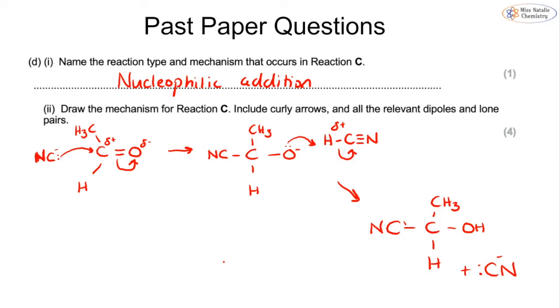And showing that we have reformed our CN. So you would get 1 mark for showing your dipole and your lone pair on the carbon of the CN, so it has to be on the carbon. Then you get a 2nd mark for your lone pair, curly arrow to the carbon, and then the 2nd lone pair to the oxygen. Getting the correct intermediate would be the 3rd mark, and then the 4th mark would be the curly arrow from the lone pair to the hydrogen, as well as the structure of the product.